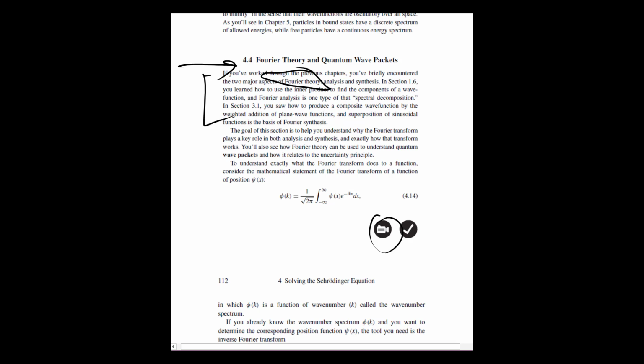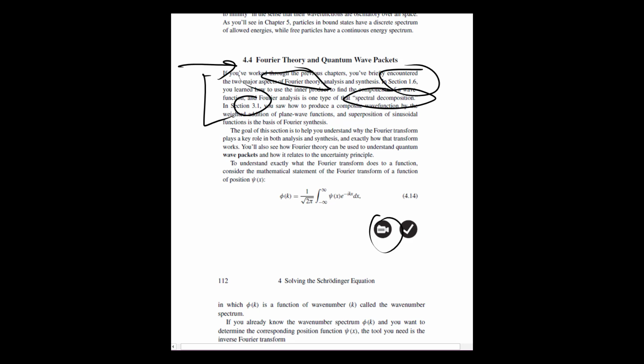Those are analysis and synthesis, and if you work through the earlier chapters, you've seen both of these at least briefly. In section 1.6, we talked about how you can use the inner product to find the components of a wave function, and that's essentially what Fourier analysis is, trying to figure out what are the components of a given function. That's also called spectral decomposition.